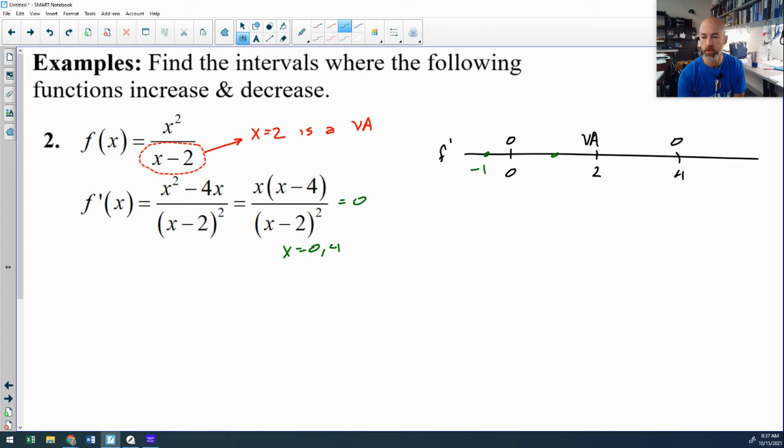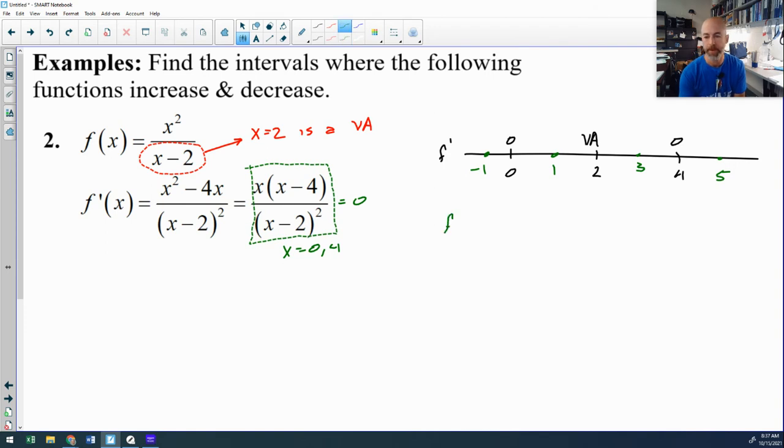I need to plug in -1. I need to plug in 1. I need to plug in 3. And I need to plug in 5. And it is much easier to determine if we have a positive or negative derivative if you plug into the fully simplified derivative or factored derivative.